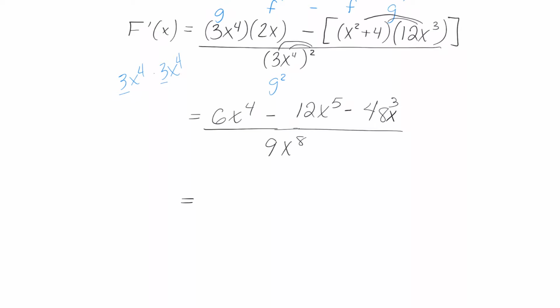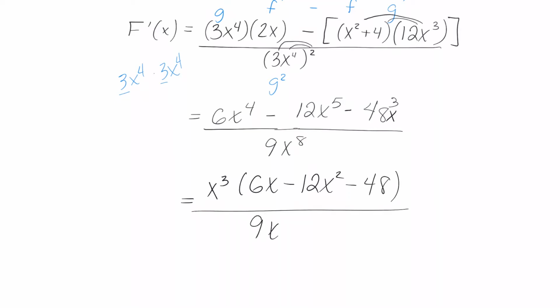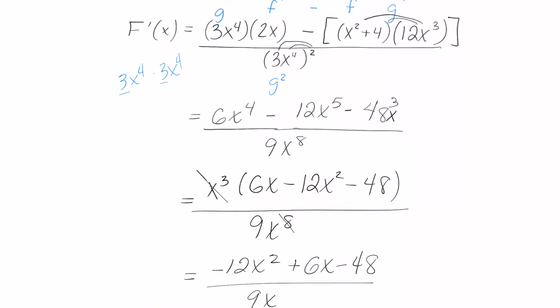Okay, so we can factor out an x to the 3rd from the whole top, which is going to leave 6x minus 12x squared minus 48. And then we've got this 9x to the 8th on the bottom. And if we cancel here, we end up with, let's put this in descending order, negative 12x squared plus 6x minus 48 all over 9x to the 5th. Is that what you got? Cool.